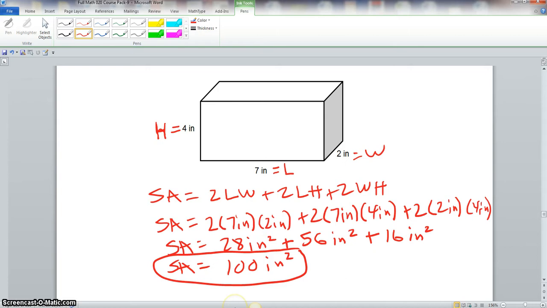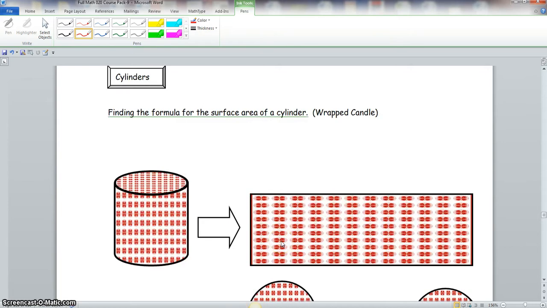Now, we will scroll. Now we come to cylinders. It says finding the formula for the surface area of a cylinder. And it says wrap candle. With this example here, we would discuss in class how the formula is derived. So what we're going to do is concentrate on using the formula sheet I told you about on page 315 to help us solve these problems dealing with surface area and volume. So we need to scroll down.